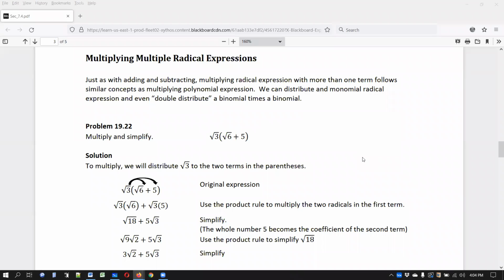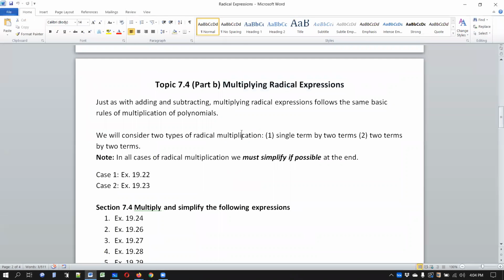Hi, hello everybody. So this is the video dealing with still topic 7.4, multiplying radical expressions. I have divided this into two parts. We saw the first part before 7.4, adding and subtracting radical expressions. This is where we multiply them.